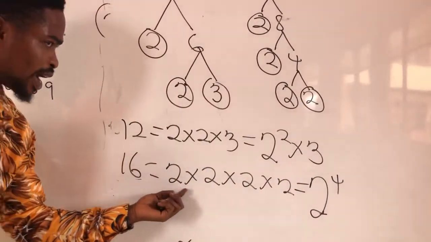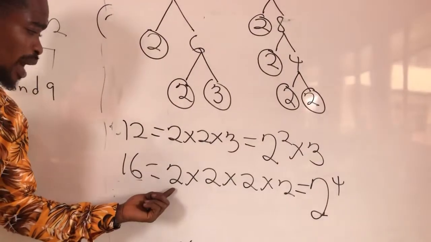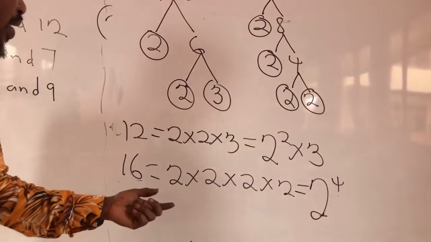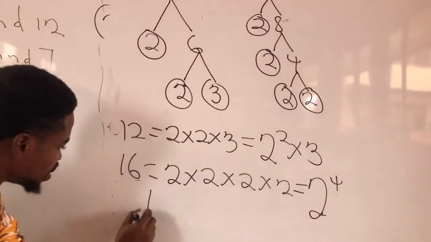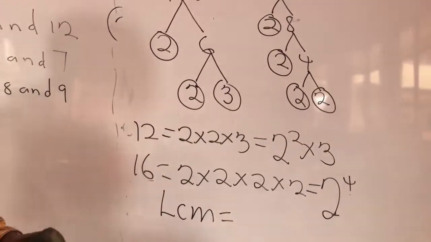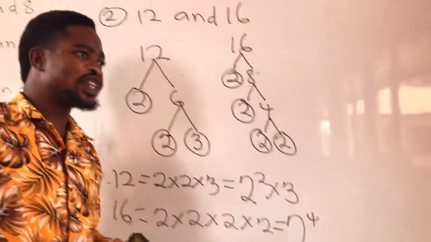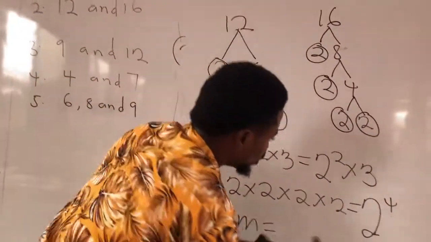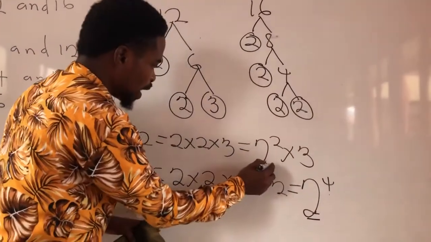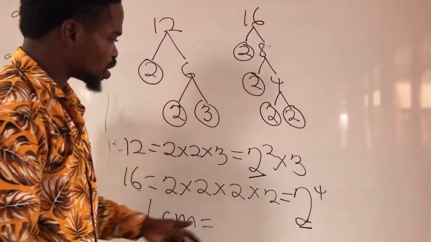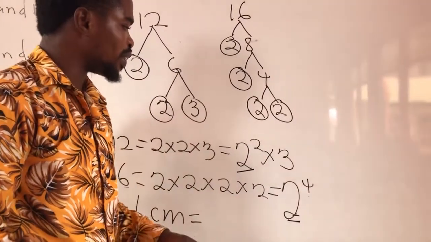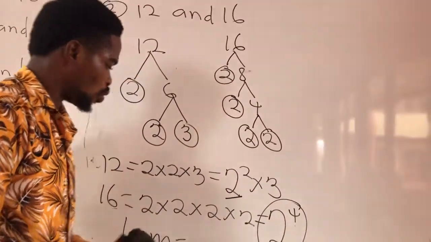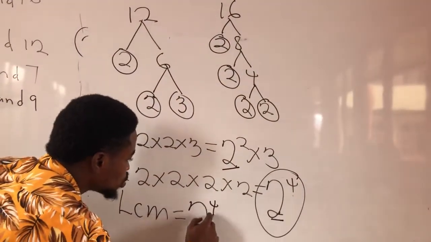which can be written as 2 raised to the power 4. Why? Because 2 occurs how many times? 4 times. So 2 raised to the power 4. So this is it. Now in LCM, remember we are looking for the highest power of each common factor and other factors. So which one? 2 is here, 2 is common here, and 2 is also common here. But we are looking at the one that carries the highest power, which is 2 raised to the power 4. So we write 2 raised to the power 4.